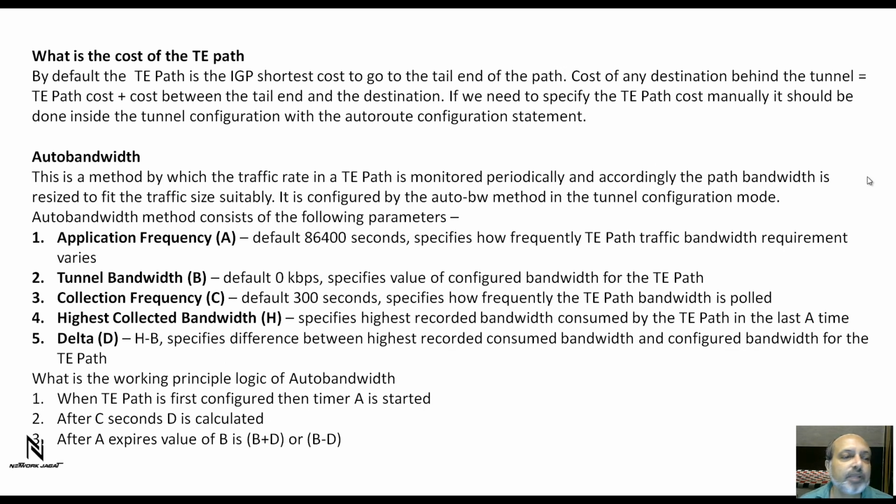Now, auto bandwidth. Very interesting issue, auto bandwidth. This is a method by which the traffic rate in a TE path is monitored periodically, and accordingly the path bandwidth is resized to fit the traffic size suitably. It is configured by the auto BW method in the tunnel configuration mode. Now, what is this auto BW or auto bandwidth?